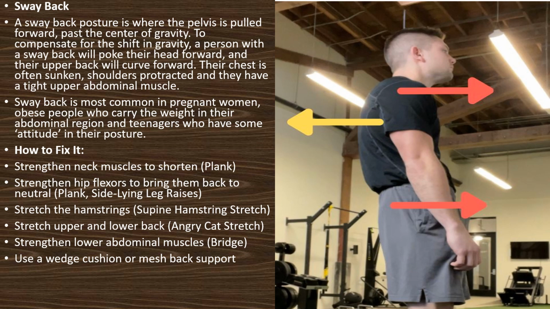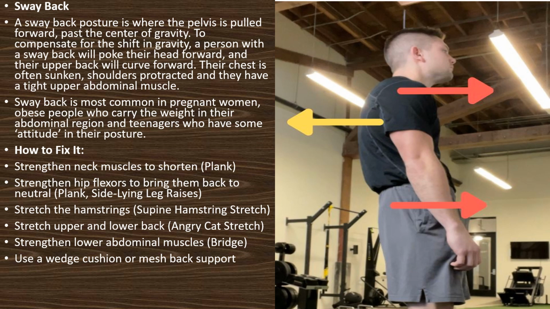You just look at the person, the posture, the pelvis is pulled forward, right? The head is forward, the upper back curves, and the head will sway back, right? So how to fix this? We will strengthen the neck muscles to shorten, strengthen hip flexors to bring them back to natural, side lying leg raises. Stretch the hamstring, supine hamstring stretch.